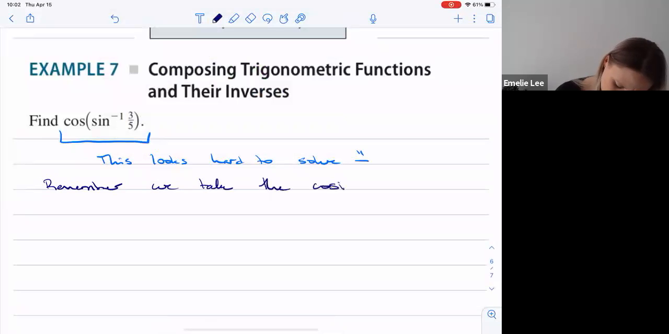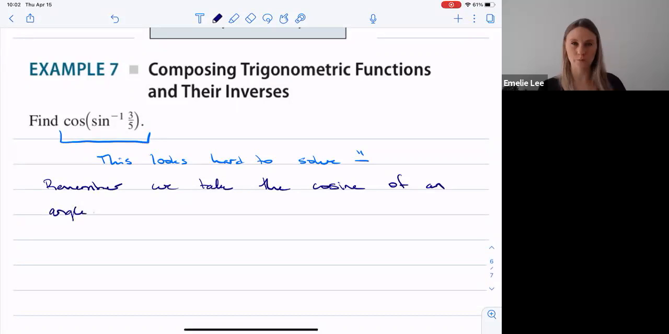We take the cosine of an angle, right? That's always true, because remember, if we think about our unit circle, the cosine is the x value as we move around the unit circle. But how do we move around? We move around by giving it some angle. So whenever we take the cosine, it's of some angle.